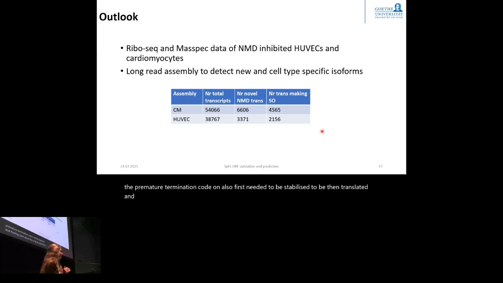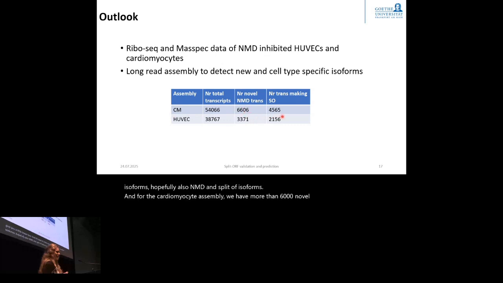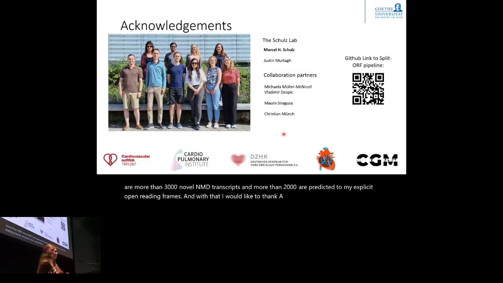And for this, we will also have long reads, of which I already performed the assembly, so I can give you a little teaser here. And the idea is, of course, to detect novel and cell type specific isoforms, hopefully also NMD and split-orf isoforms. And for the cardiomyocyte assembly, we have more than 6,000 novel NMD transcripts, and more than 4,000 are predicted to make split open reading frames. And for the HUVECs, there are more than 3,000 novel NMD transcripts, and more than 2,000 are predicted to make split open reading frames.